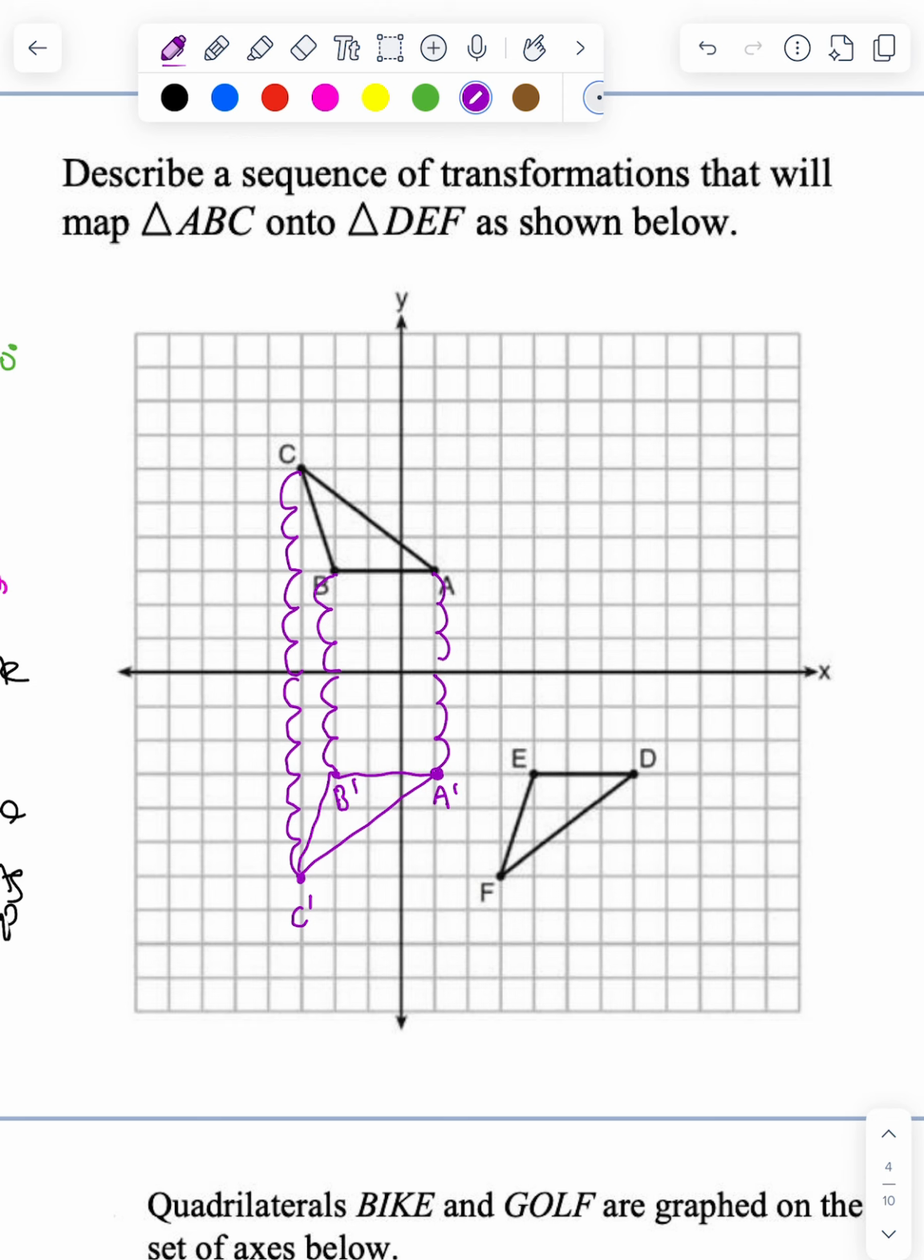Looking pretty good so far. Let's just make sure that things match up. So A is supposed to match up to D, and it does. B is supposed to match up to E, and it does. So that means C matches up to F. Amazing. So I'm going to put that here.